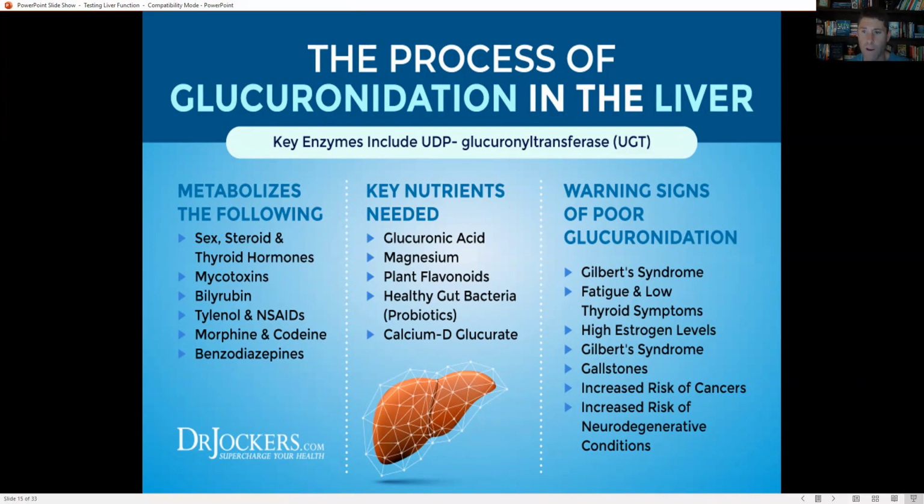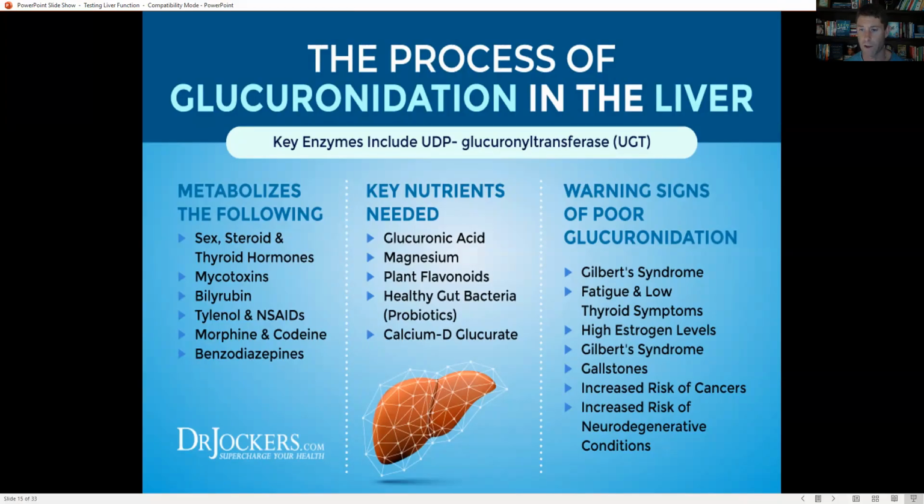So calcium D-glucarate could be important there. And also things like TUDCA, artichoke, milk thistle can actually be very helpful there. Taurine, choline, those bile salts. Other symptoms, fatigue, low thyroid symptoms. If we're not converting enough T4 to T3, obviously, we're going to have low thyroid symptoms, high estrogen levels, because again, this is important for metabolizing estrogen. So sulfation and glucuronidation are two key pathways here for sex hormone metabolism.